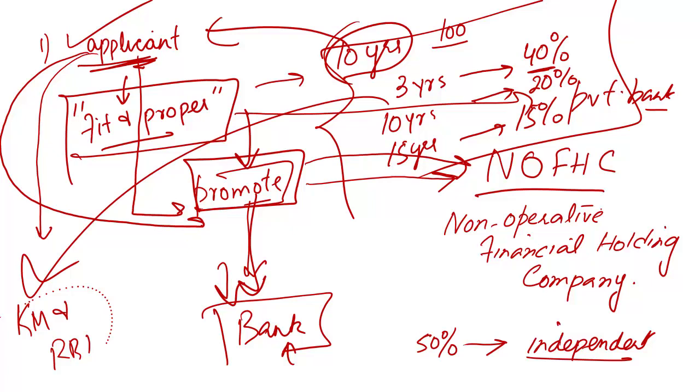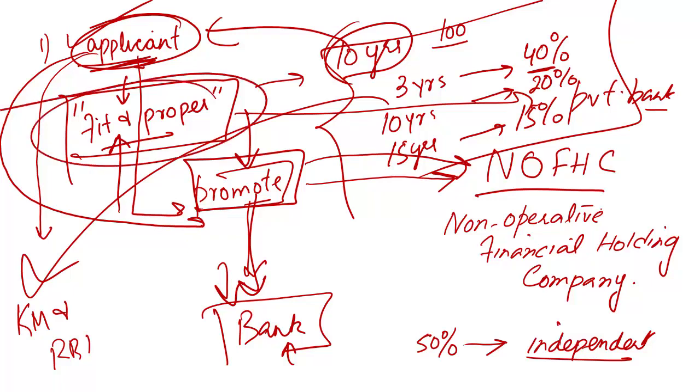Because there are strict conditions imposed by RBI. Condition number 1 is if you are an applicant, you have to be fit and proper to apply for a private bank license. What is that fit and proper? What is this criteria of fit and proper? Basically 10 years of successful work experience.